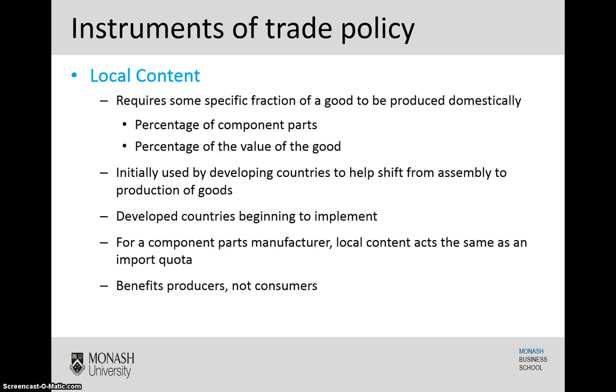So for a component parts manufacturer, local content requirements act the same as an import quota. It restricts the amount of imported supply components which may be brought into a particular country. So it acts as an import quota in that sense. Again, like pretty much all of the instruments we've spoken about so far, it benefits the producers. It enables them to better compete against the cheaper imports, but usually means that it is not great for consumers, and it often ultimately results in us as consumers having to pay higher prices for these goods.